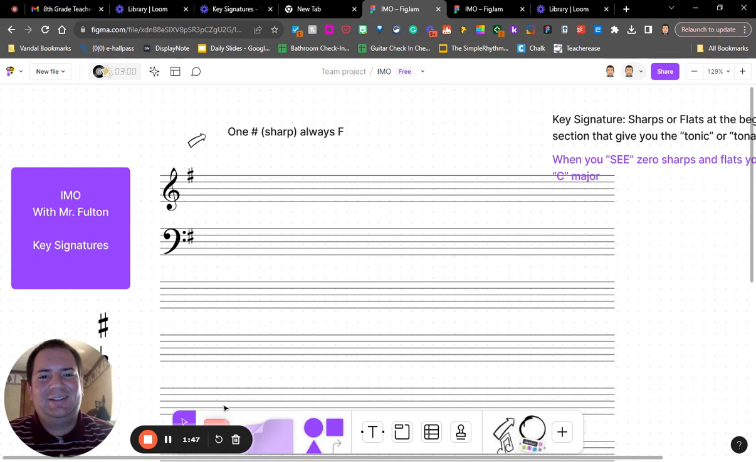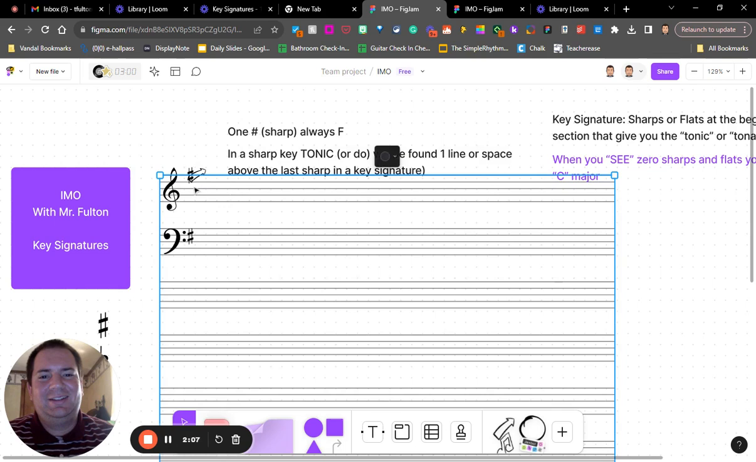To find the key, and this is my hot take opinion of the day, the easiest way to find do, or tonic, of a key is to go up one line or one space from your last sharp if you're in a key of sharps. Now this rule changes if you have flat keys, but in a key where you have all sharps, the last sharp will always be ti in that key, and so do would be the next line or space above. And to me, that is the easiest way to find your tonality or your tonic in a key signature.